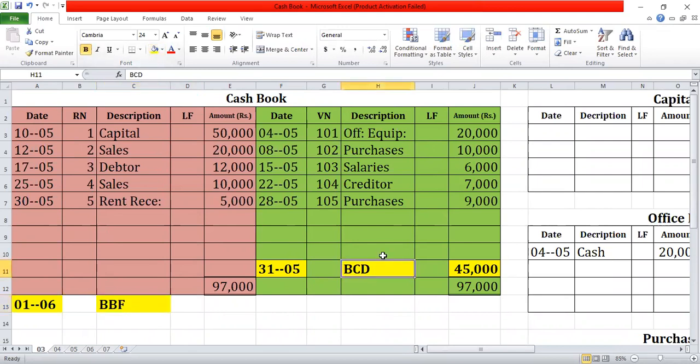Balance carried down is the closing balance. Next month's opening becomes balance brought forward, and that is going to be 45,000. Write this one also. That means one month's closing balance becomes the other period's opening. Write this down. Hurry up.